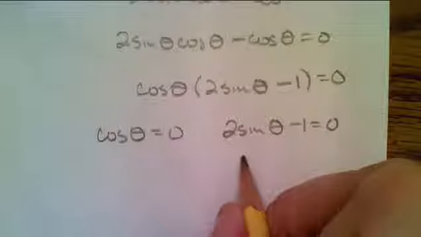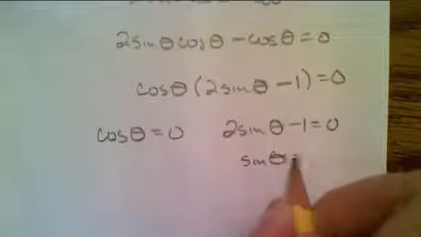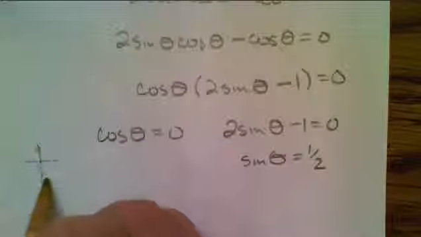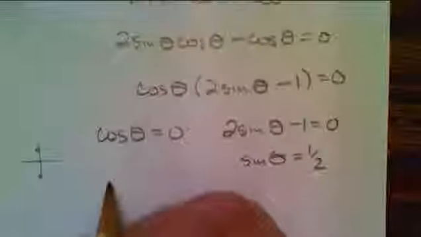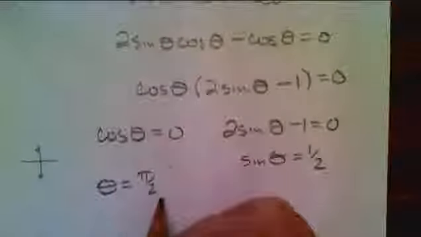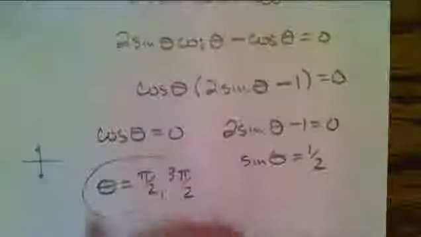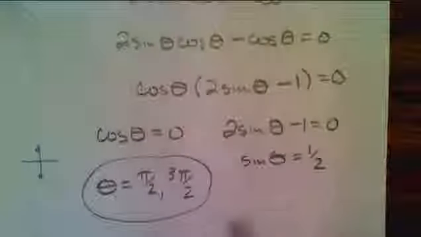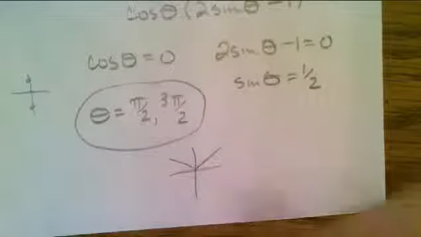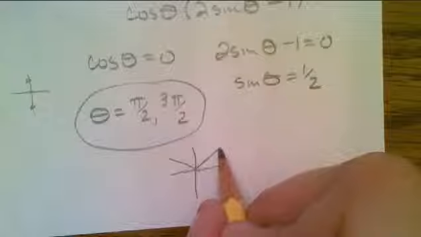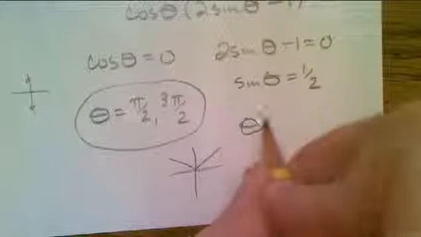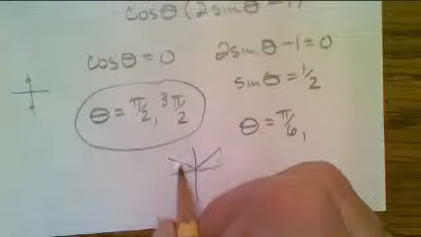So I get cosine of theta equals 0, and if I add 1 and divide by 2, I have sine is 1/2. Where's the cosine equal to 0? That's the x value. That happens in two places, pi over 2 and 3 pi over 2. Where's the sine 1/2? Sine is positive 1/2 in those two quadrants. So that means your x value is radical 3 over 2. That's 1/2, so that'll be pi over 6. And with this reference angle, pi over 6, that would be 5 pi over 6.